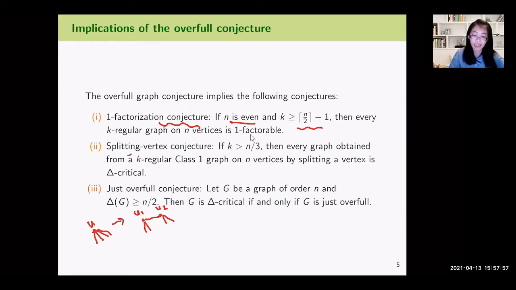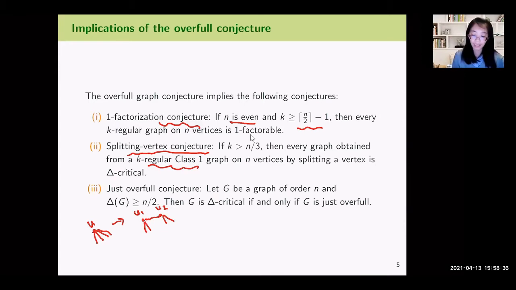So this conjecture is saying that if we have a graph obtained from a k-regular class 1 graph by splitting a vertex, then the graph is Δ-critical. Since such a graph is class 1 and regular, it has an even number of vertices. And if we split U into 2, the graph is definitely overfull. So that already proves that the graph is class 2. To prove that it is Δ-critical, basically you need to show that when you delete every edge, that will decrease the chromatic index of the graph.